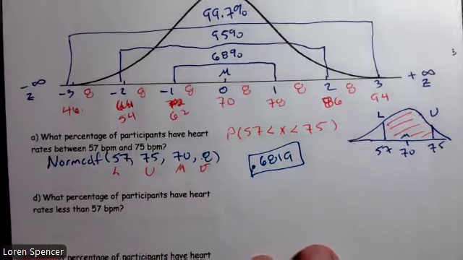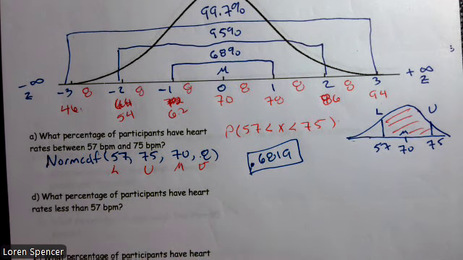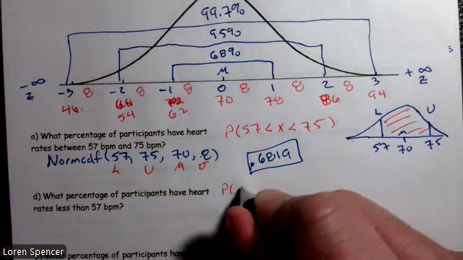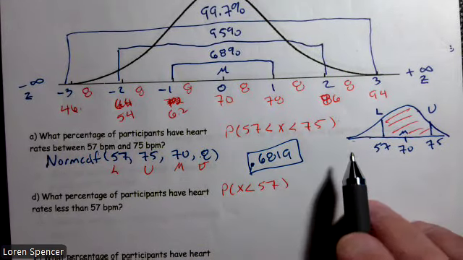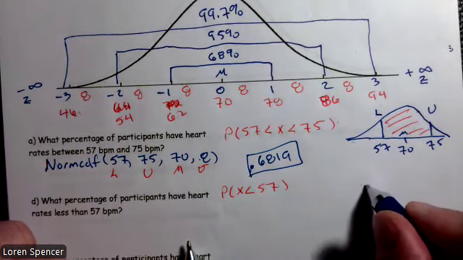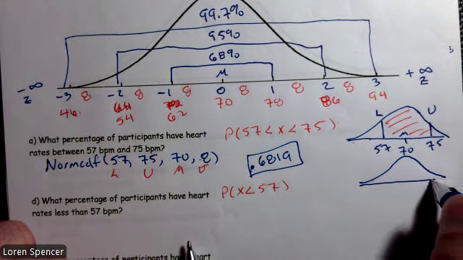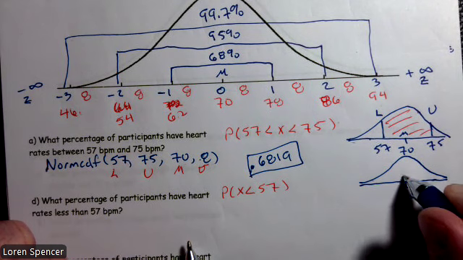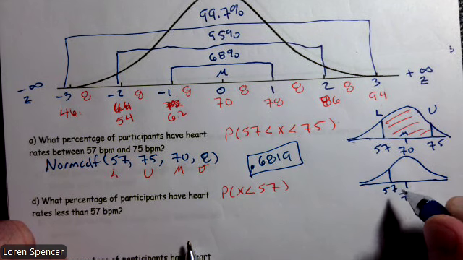All right. What percentage of participants have heart rates less than 57? So we're looking for the probability that X is less than 57. Well, we know our mean is 70, our standard deviation is 8. That hasn't changed. So this normal curve is going to be centered at 70, just like the previous, but we're going to start at 57 as our upper bound.